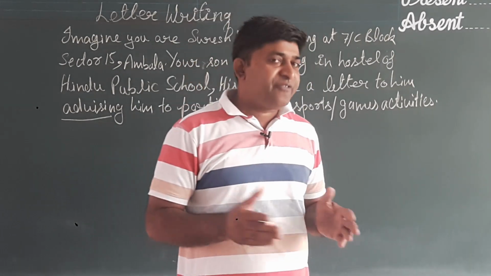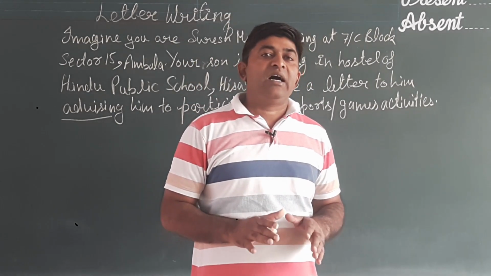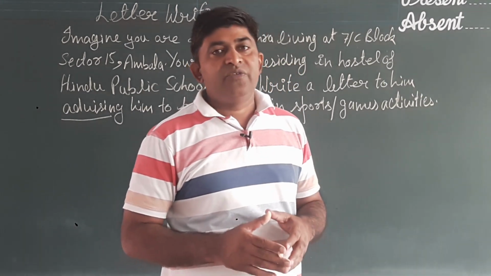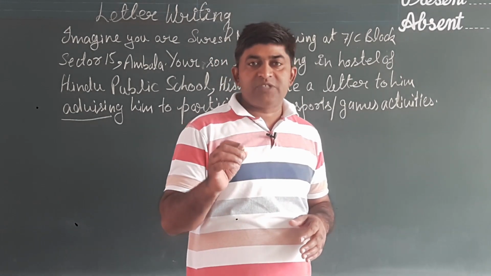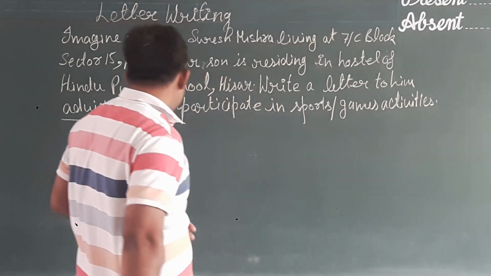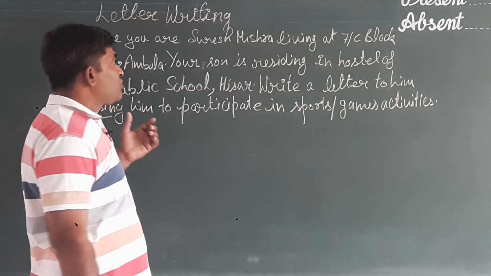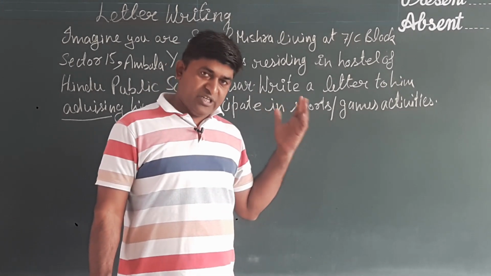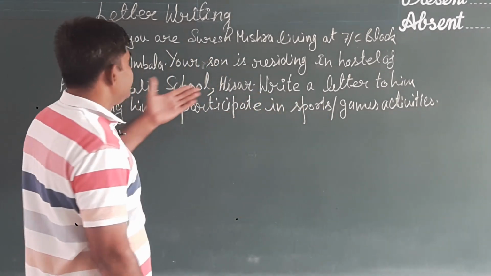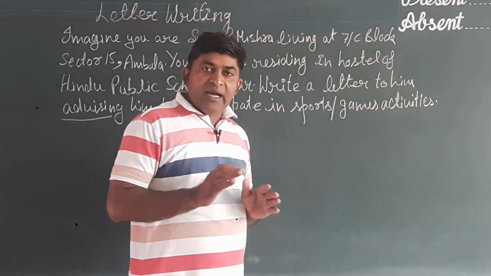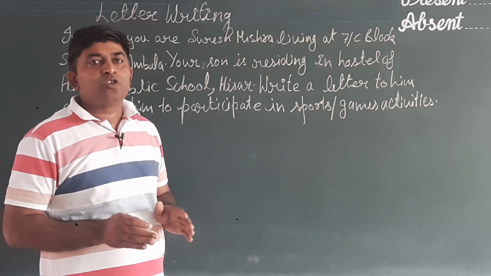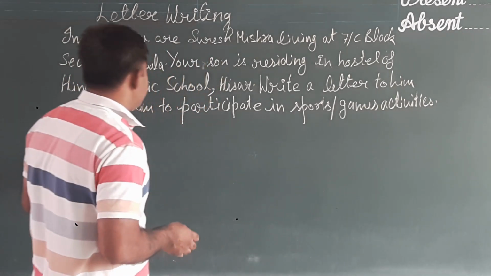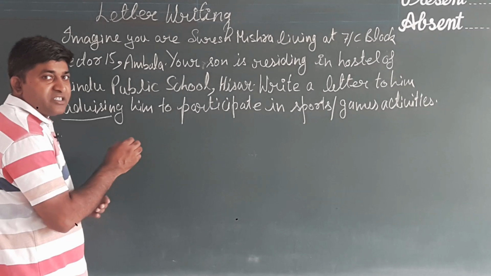So at first we know that there are only 6 parts of an informal letter. We shall mention all those 6 parts one by one. At first we shall write the address of the sender. So who is the sender? In this letter, the father is the sender. The address is given here. The address is always written on the left side of the notebook or the paper. We shall write the address in 2-3 lines.